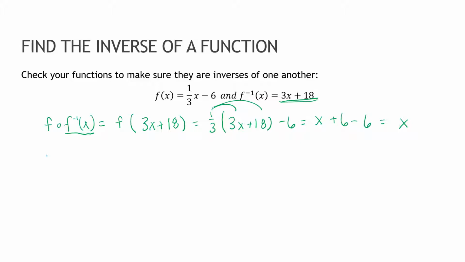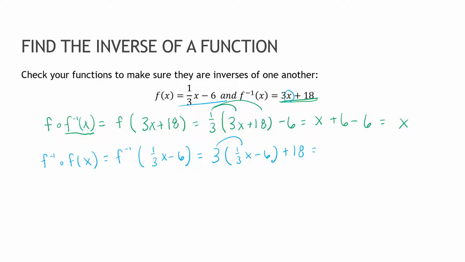So now let's do it in the opposite direction. f inverse of f of x. Remember, I'm going to replace f of x with the function that is f of x, 1/3 x minus 6. Now I'm replacing x in this function, so 3 instead of x, I'm replacing it with 1/3 x minus 6 plus 18, and then solving. So 3 times 1/3 is 1. 3 times minus 6 is minus 18. I still have that plus 18. Those two cancel, and I end up with x. So I end up with x both times. So did I do my math right? Yes, I did, because they are inverses of one another.